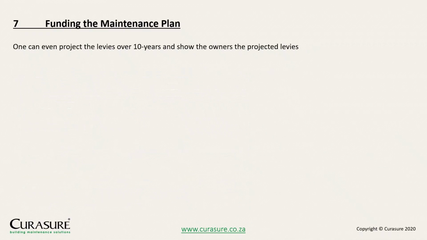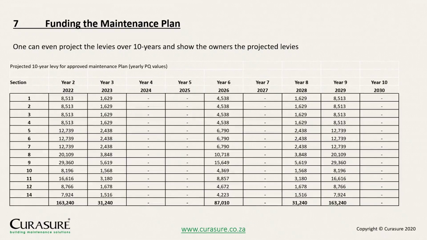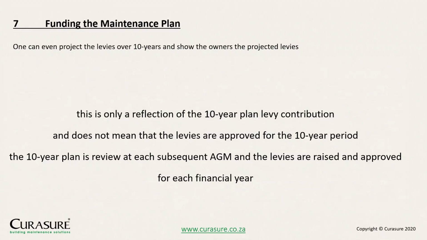One can even project the levies over 10 years and show the owners the projected levies. Note, this is only a reflection of the 10-year plan levy contribution and does not mean that the levies are approved for the 10-year period. The 10-year plan is reviewed at each subsequent AGM and the levies are raised and approved for each financial year.